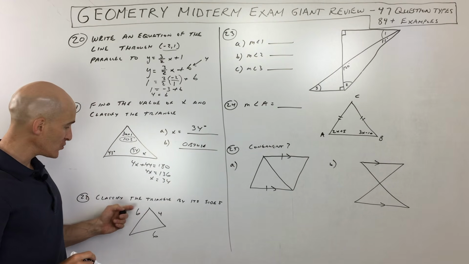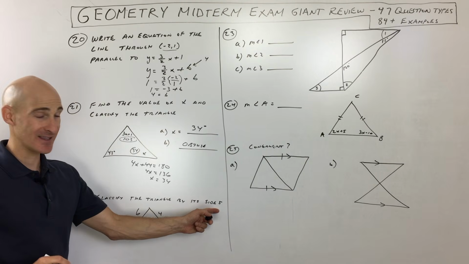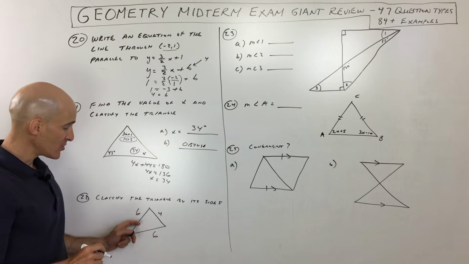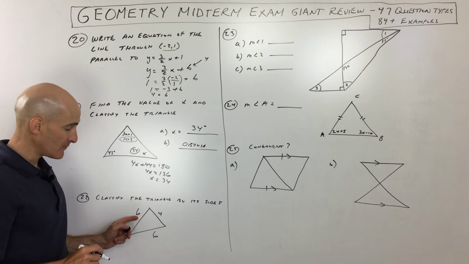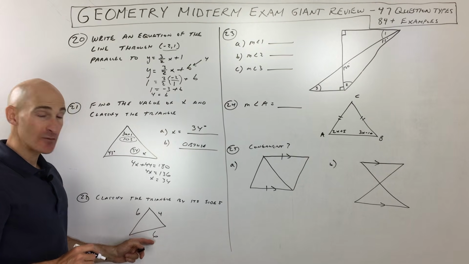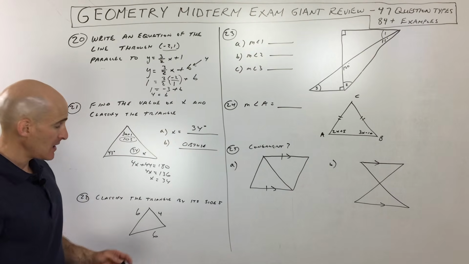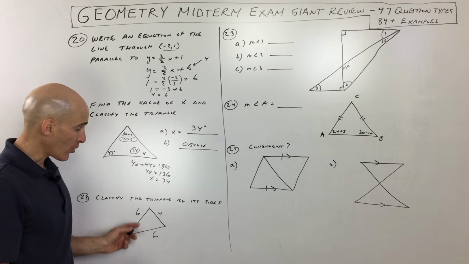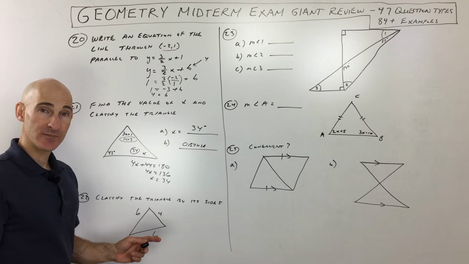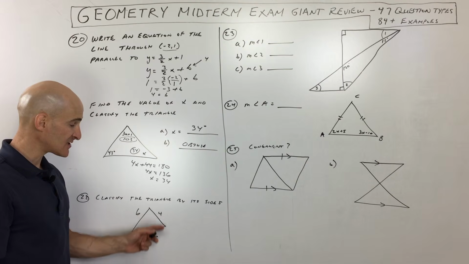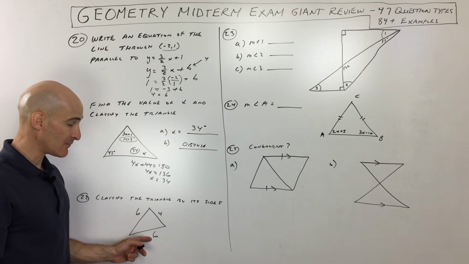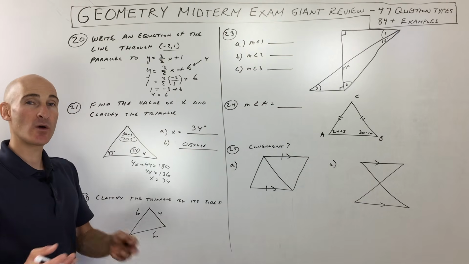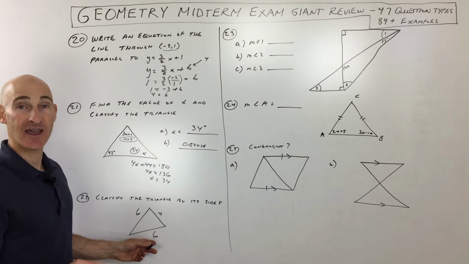Now number 22 says classify the triangle by its sides, by its side lengths. Here we classified it by its angle measures. So here you can see that there's two sides that are the same. So that means that this is going to be an isosceles triangle. If all the side lengths are different, it's going to be scalene. If they're all the same, it's equilateral. If two are the same, it's isosceles, right? So two different names, one by the angles and one by the side lengths.